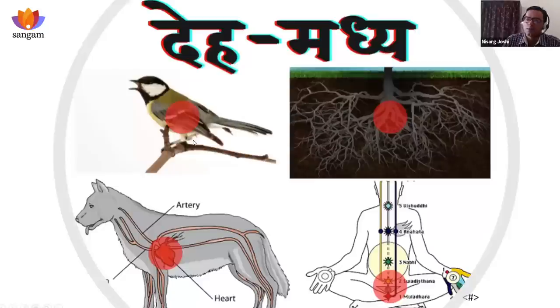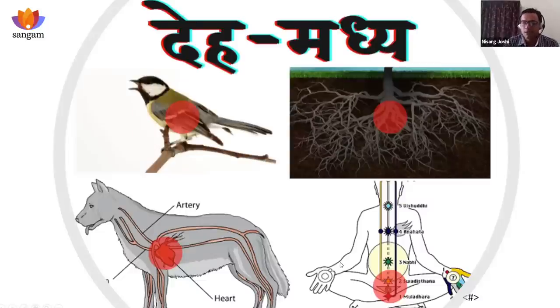Deha Madhya. So in Ganpati Atharvashirsha, it says that Ganpati resides in the Muladhar, which is the Deha Madhya of our body. What is Deha Madhya? In birds, it is the stomach. In animals, it is the heart. In plants, it is the roots. And for us, it is the Muladhar, the gut. So that's where the actual energy center is.